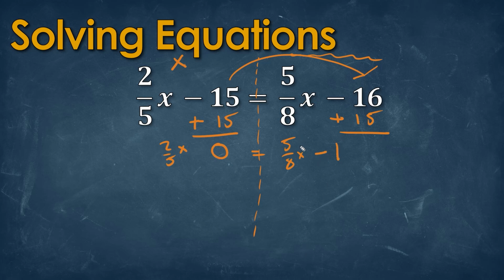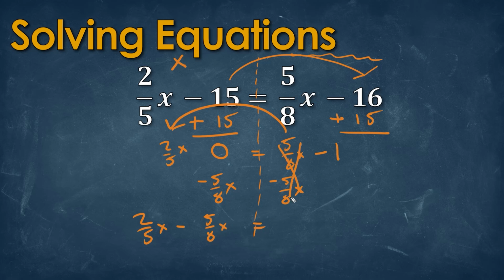So what we want to do now is move this to the other side. And again, we're going to do that by subtracting it. And if we do that, we're going to subtract on that side, which means we're going to subtract on this side as well. And what we're going to be left with is 2 over 5x minus 5 over 8x, and that's going to be equal to -1. So now we're going to have to combine these fractions.